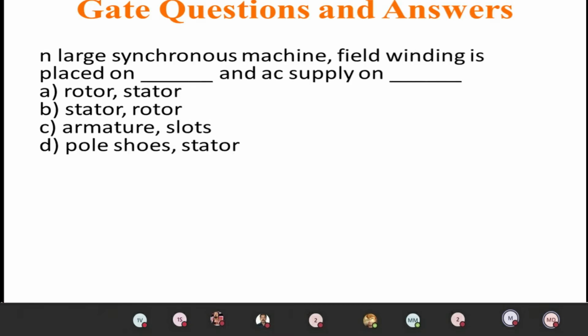In a large synchronous machine, the field winding is placed on dash and the AC supply on dash. This question is for both the synchronous generator and the synchronous motor. Hence, the synchronous machine.